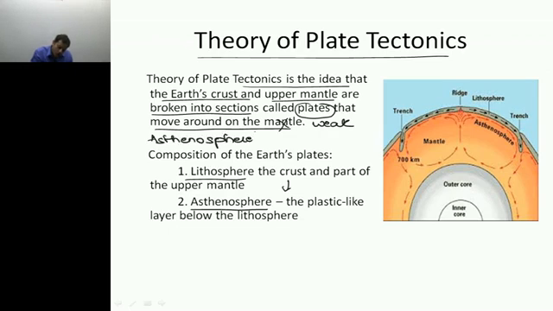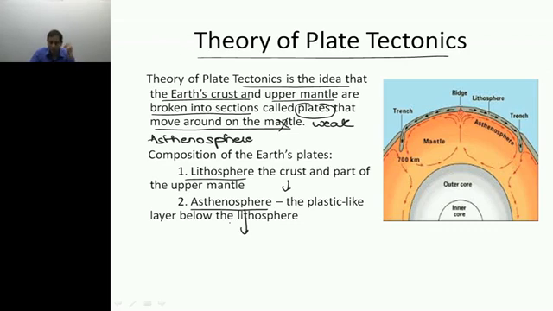So what moves around? The solid blocks or solid slabs on the surface of the Earth are known as plates, and these plates, which are cracked at different places, move on the weaker zone of the Earth's surface, which is known as asthenosphere. What is the meaning of the word asthenosphere? You remember from your previous lecture, astheno means weaker, sphere means zone. So the weaker zone of the Earth's surface is known as asthenosphere.